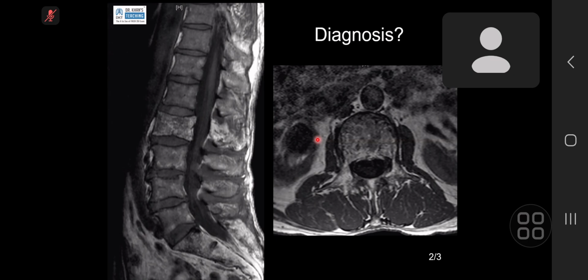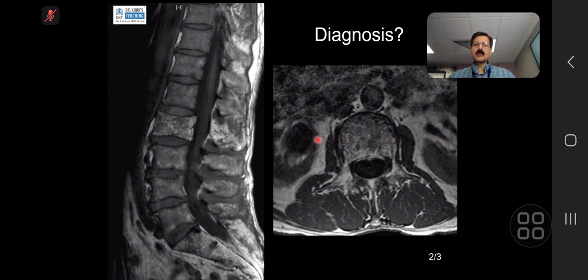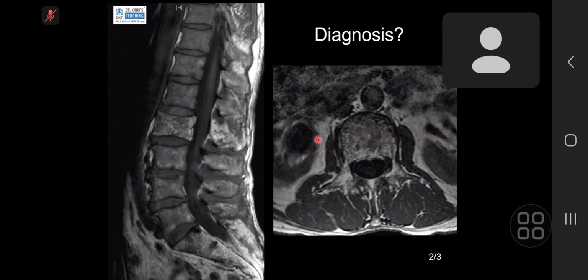So another differential diagnosis could be blood, or maybe benign tumors such as hemangioma. It could be bright in T1. So what is your diagnosis? I think it could be due to metabolic involvement.